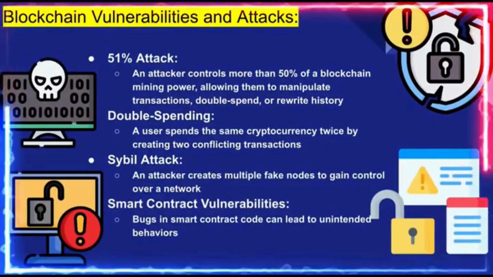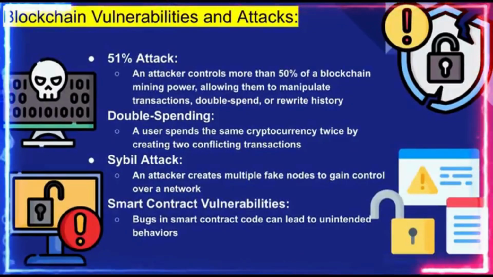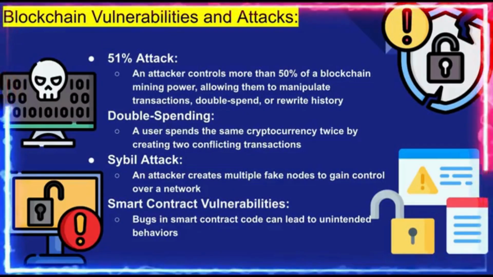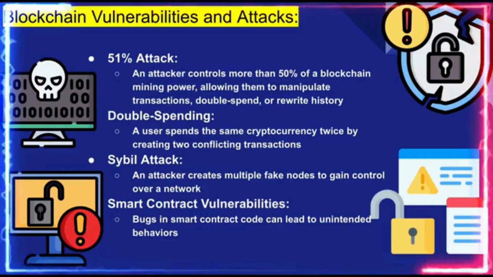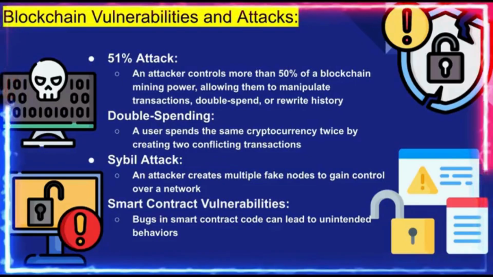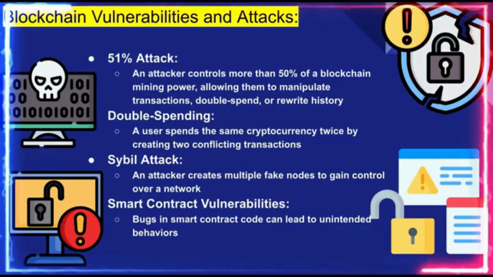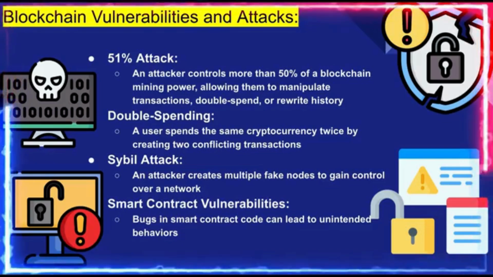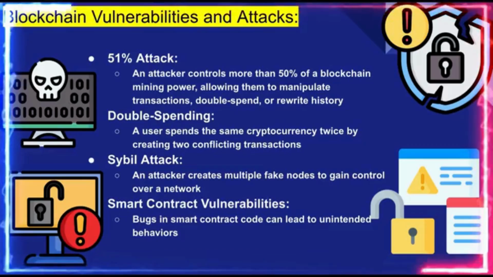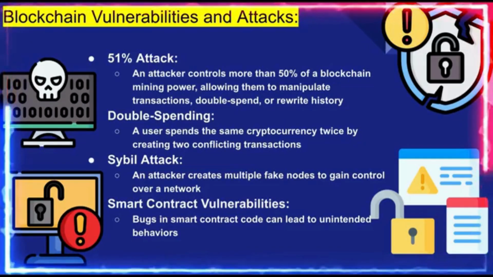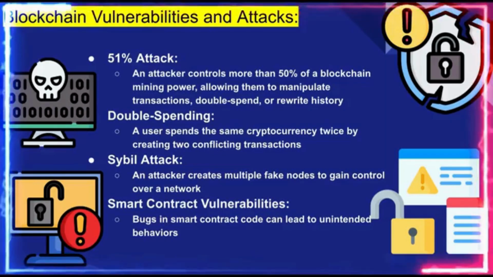50% attack. An attacker controls more than 50% of a blockchain's mining power, allowing them to manipulate transactions, double spend, or rewrite history. This attack is more likely in smaller blockchains with low mining power. Double spending. A user spends the same cryptocurrency twice by creating two conflicting transactions. Blockchain's proof of work mechanism minimizes this risk.